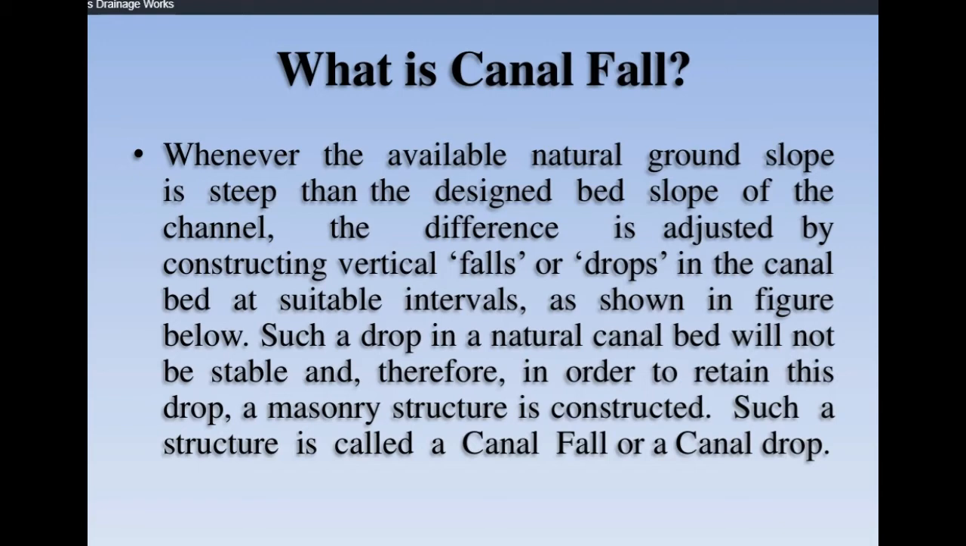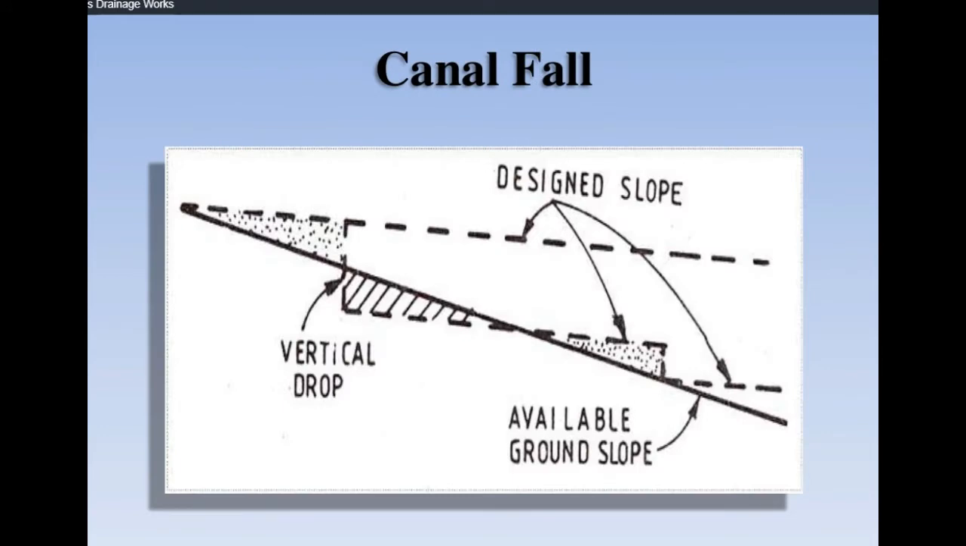In the next figure, we are seeing how the drop works. A drop in a natural canal bed will not be stable, and therefore, in order to retain this drop, a masonry structure is constructed. Such a structure is called a canal fall or a canal drop. Now, that is the canal fall. In the natural situation, there may be a steep slope, and there may be a design slope. That is the design slope. From that portion, the fluid is safely moving without scouring or deposition.